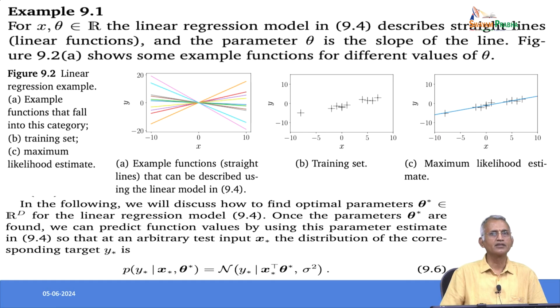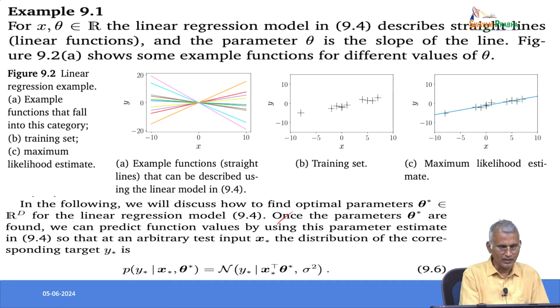In the following we will discuss how to find the optimal parameter θ* ∈ R^D for the linear regression model of 9.4. Once the parameter θ* is found, we can predict function values using this parameter estimate, so that at an arbitrary test input x*, the distribution of the corresponding target y* is p(y* | x*, θ*) = N(y* | x*^T θ*, σ²).